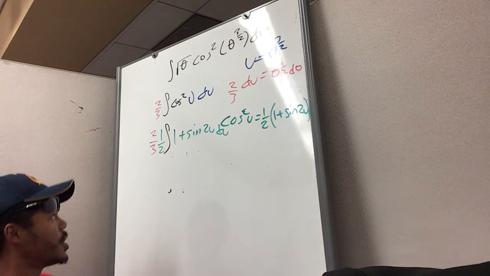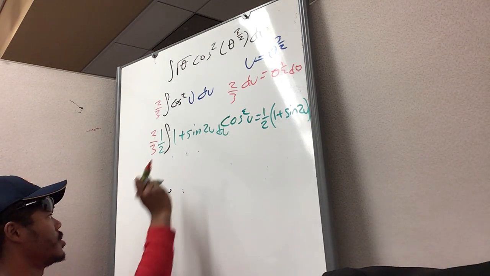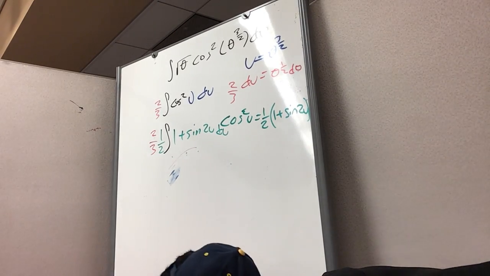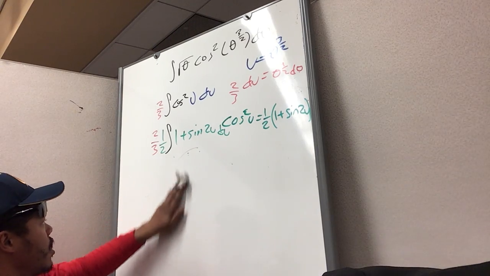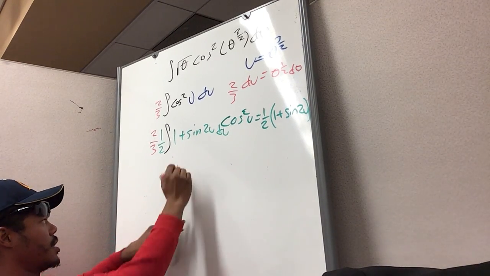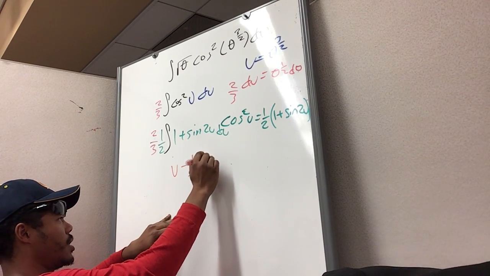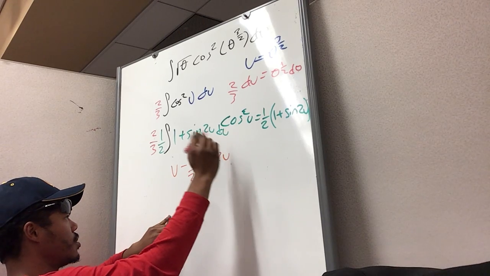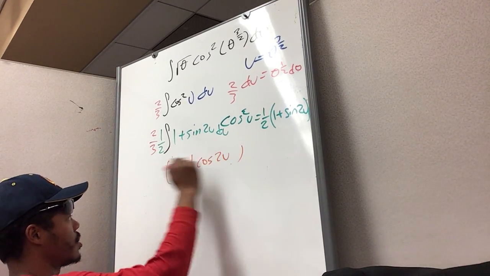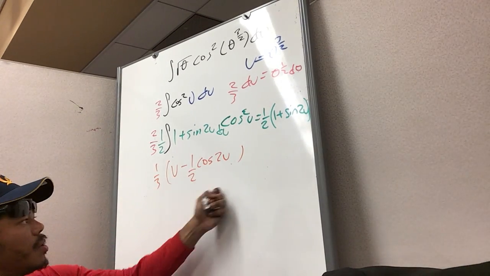Which equals: the integral of 1 is u. Integral of this is 1 over 2 sine 2u. And this is just 1/3. And then plug in your u, and you'll have thetas.